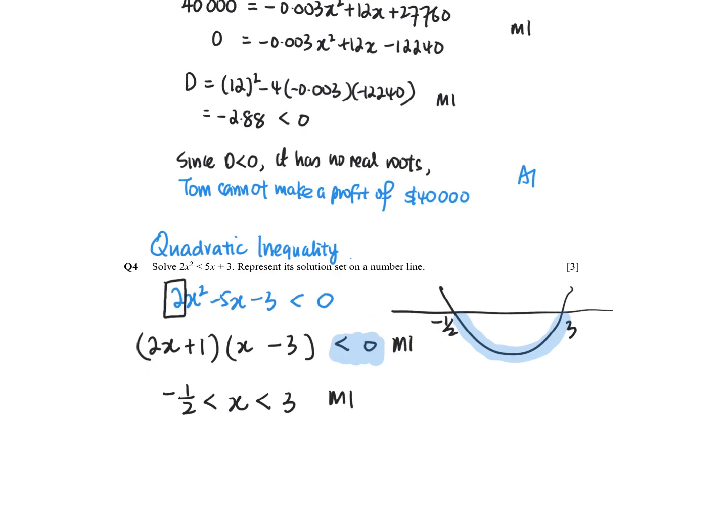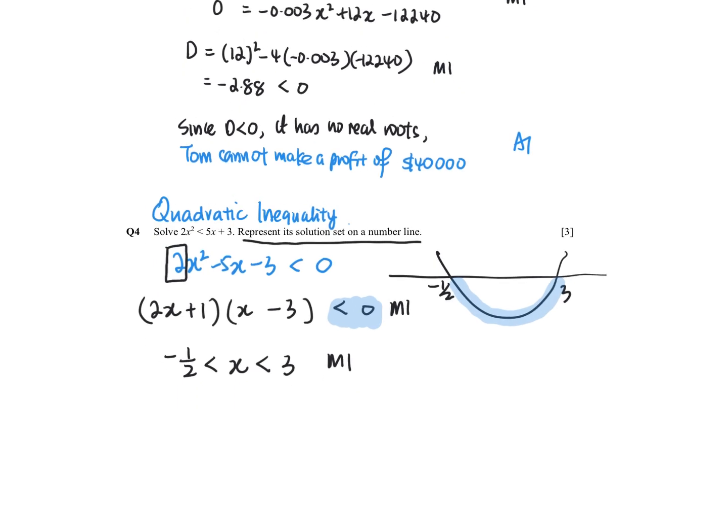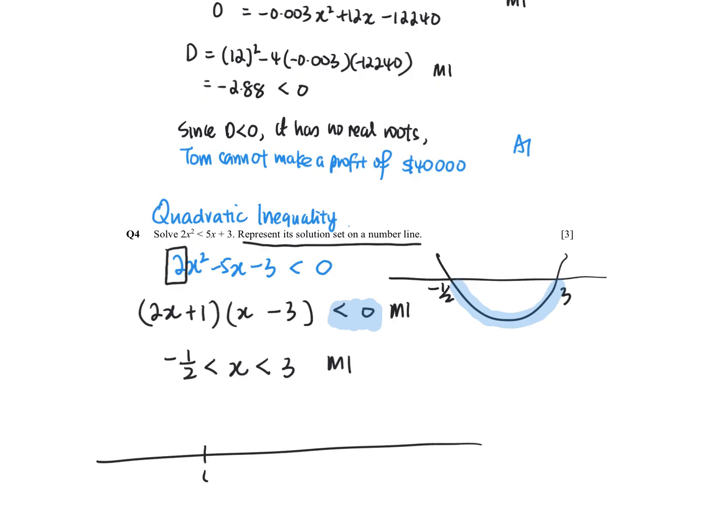Okay, but they say, can you represent your solution on the number line? I don't want to see the overlap. That one is your working. I want to see the solution. So meaning this is minus 1, so minus half is somewhere here. So 3, there's no equal sign. Minus half, there's no equal sign. So I want to see this inequality.